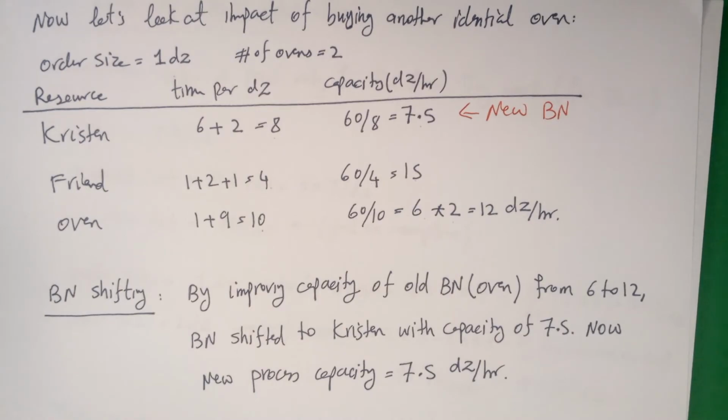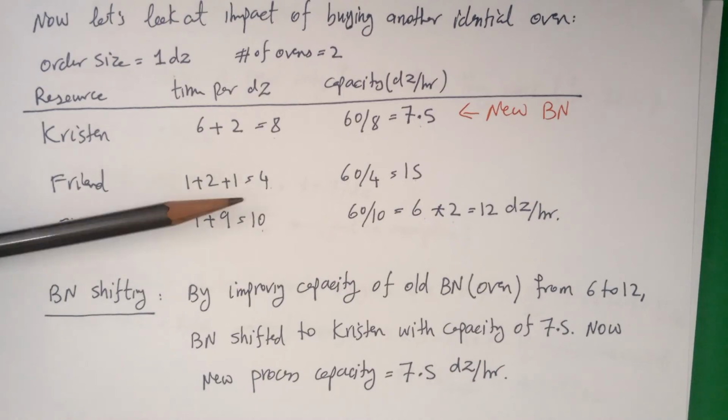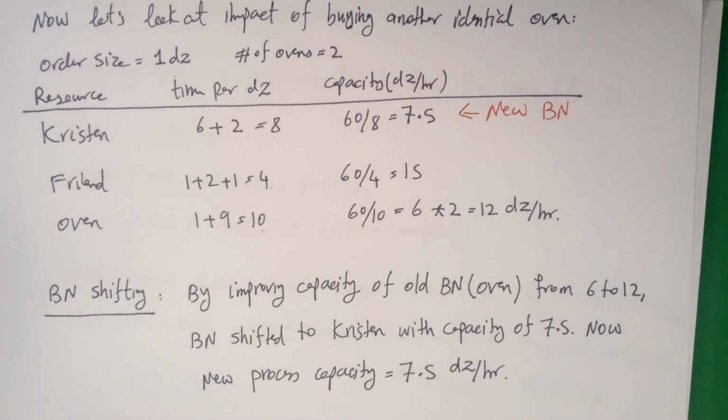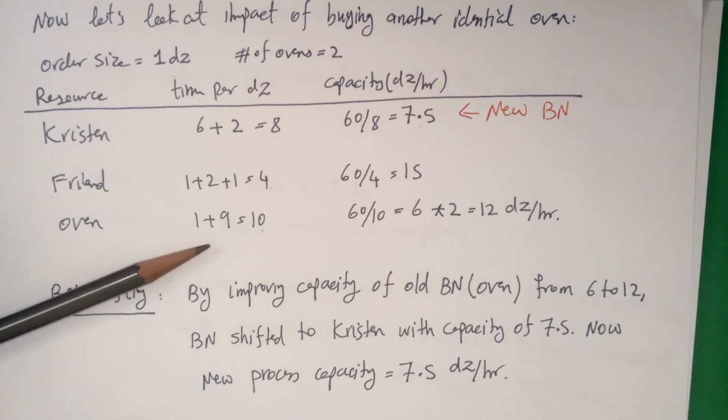All right. If I buy one more oven, then this is the setup I have. Every order is equal to 1 dozen, and I have 2 ovens. All right. Kristen is going to spend 8 minutes per dozen. Friend is going to spend 4 minutes per dozen, and every order in the oven, which is 1 dozen, is going to go through only one of these ovens. All right. You are not going to bake it in 2 ovens, one oven after another one. So that's why the time of every dozen in the oven is 10 minutes. Right here, 10 minutes. All right.